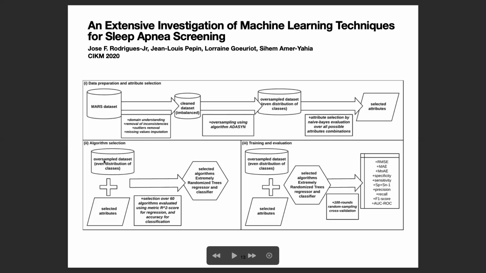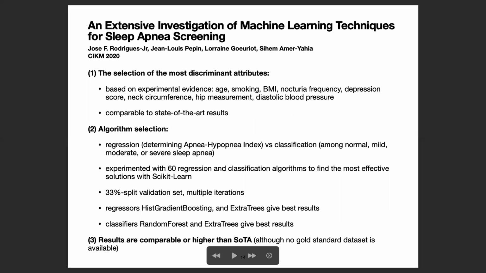Now, the second part is the algorithm selection. Based on this balanced, clean data set and the set of the most discriminant attributes, we ran over 60 algorithms to be able to tell which ones were the most efficient for our use case and our data. And finally, we validated the methods with the selected algorithm with several rounds of cross-validation and random sampling. Without going into all the details, because I won't have enough time, you can check them in the paper if you're interested, because it has been published in CIKM.